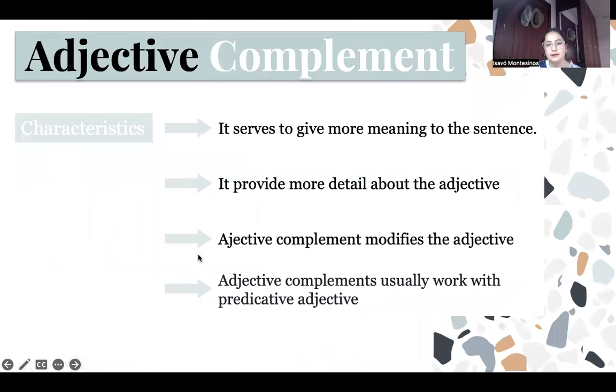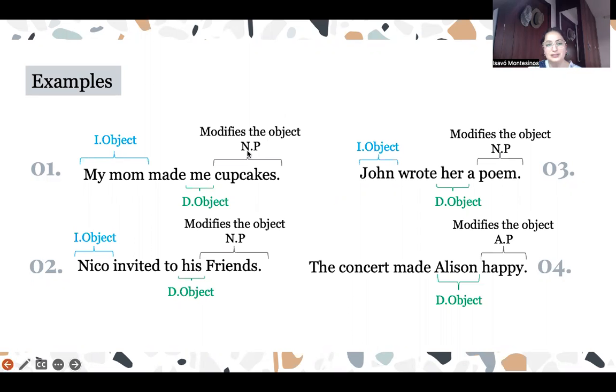It tries to modify the object. The second one, Nick invited his friends. Nick is the indirect object. His is the direct object, and friends is the noun phrase and modifies the object. Okay, John wrote her a poem. John is the indirect object, her the direct object, and poem is a noun phrase. It modifies the object.